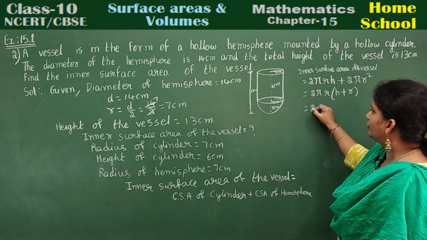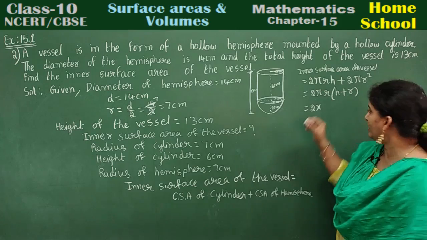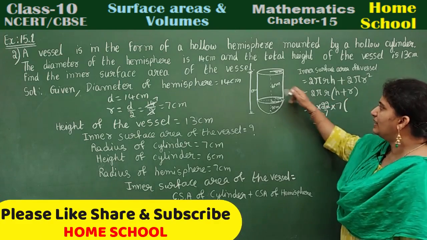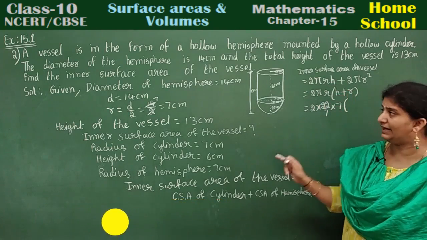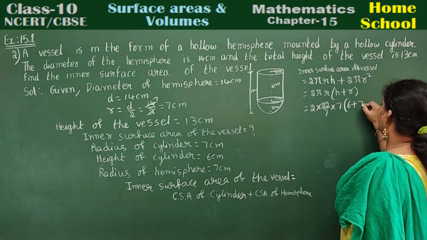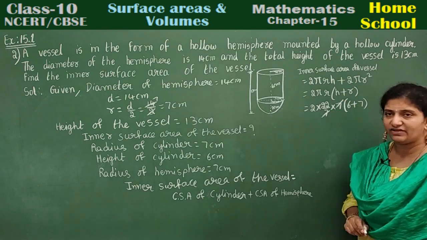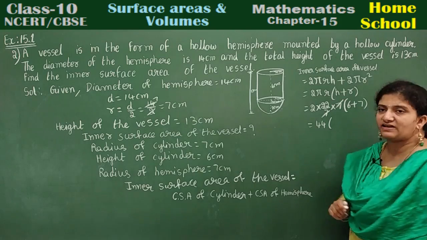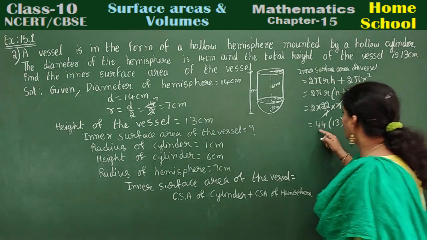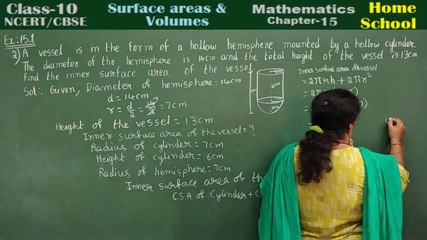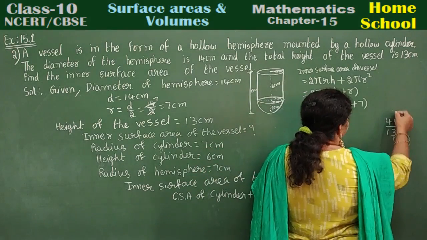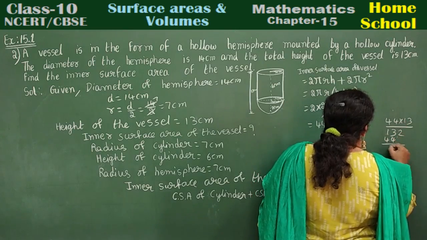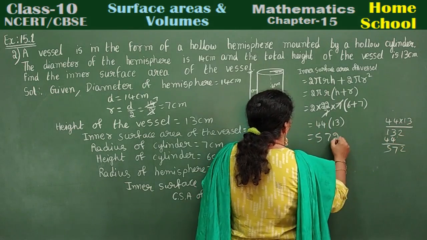Now substitute this. 2 into pi value will be 22/7, r, radius 7, brackets, height of what? We are talking about the height of the cylinder. Cylinder height is 6 and radius is 7. This 7 will be cancelled. 2 22s are 44 into 6 plus 7, 13. Now we are going to multiply these two, children. That will be 44 into 13. 3 4s are 12, 3 4s are 12 plus 1, 13. 44, it will be 572.